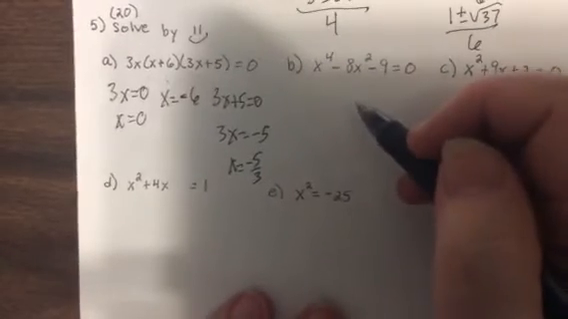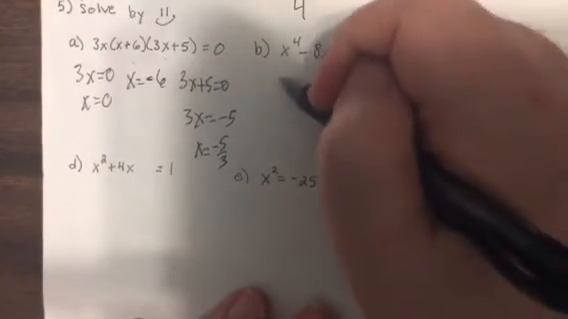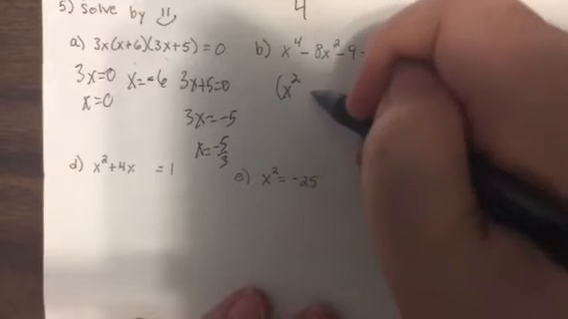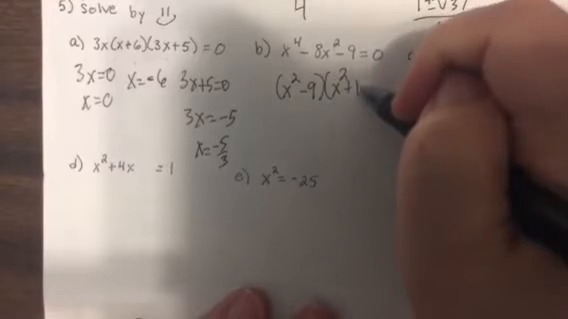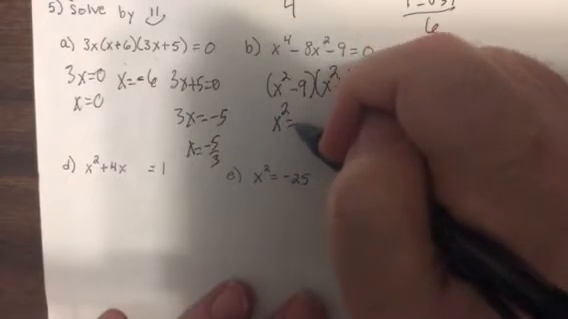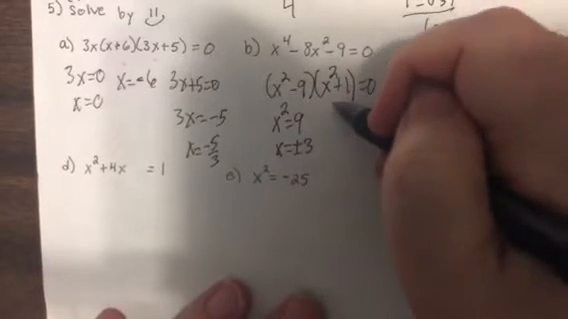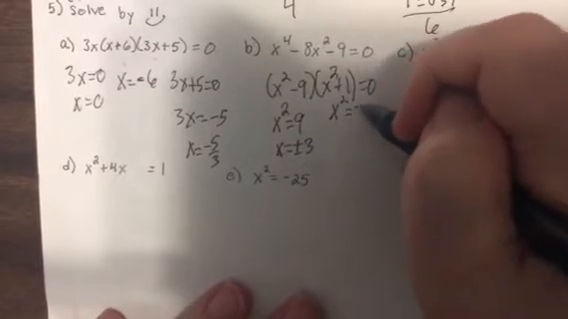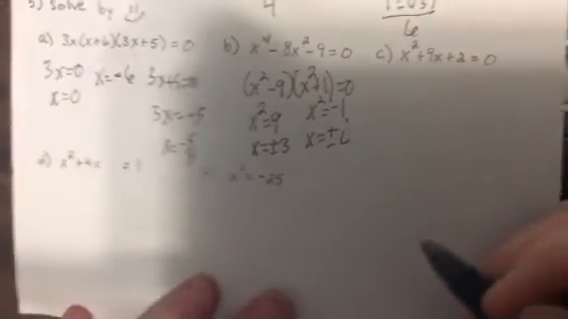Now this one, x to the 4th. So let's factor it because this is x squared. So it'd be x squared minus 9, x squared plus 1. So this would be x squared equals 9. So x equals plus or minus 3. This would be x squared equals negative 1. So x equals plus or minus i.